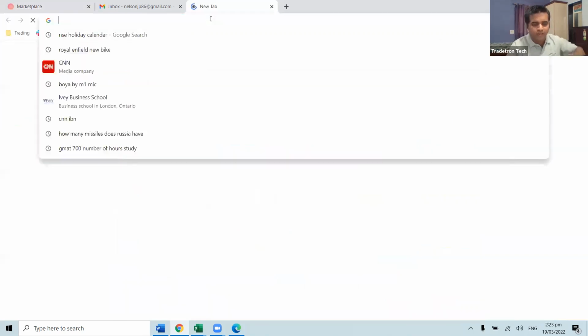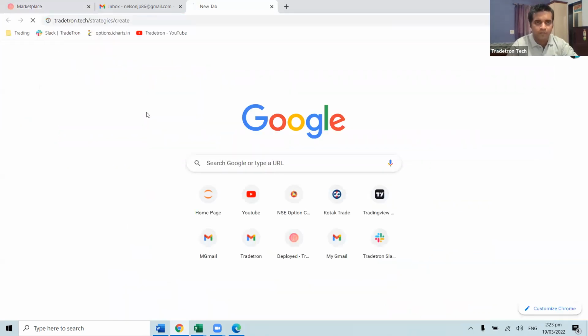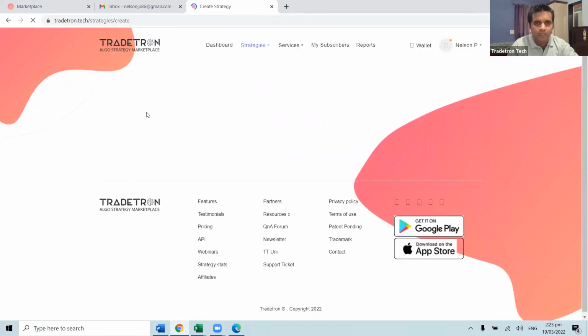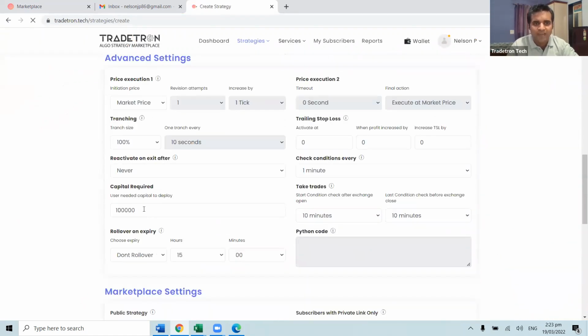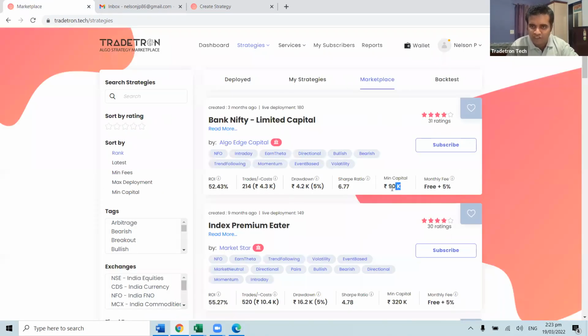I'll just show you over here in create. If I go to create, in advanced settings, we have this capital required. If I mention 90,000, it will show 90,000. If I put it as say 3 lakh, it will show 3 lakh. That is basically the capital mentioned over here, as per the discretion of the strategy creators. When the strategy creator says that this strategy requires 90,000, this ROI will be the gross ROI calculated based on this capital. So that is clear, right? For everyone, it's the same. This is the return on investment in the past 3 months, right from the beginning. On this much capital, this strategy has given 52% as returns.